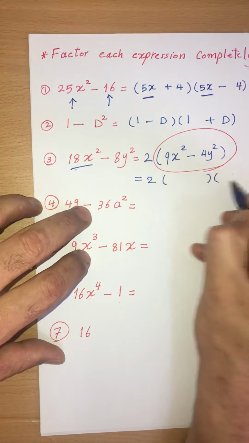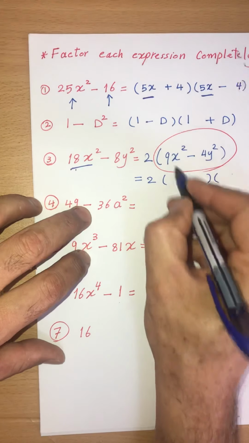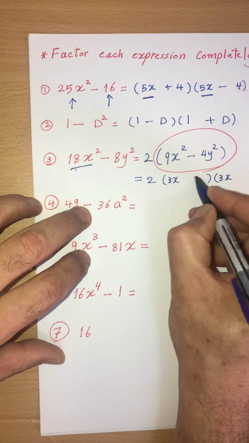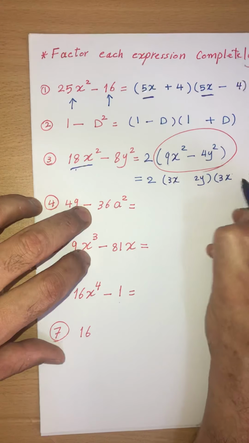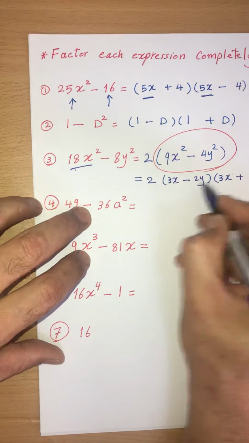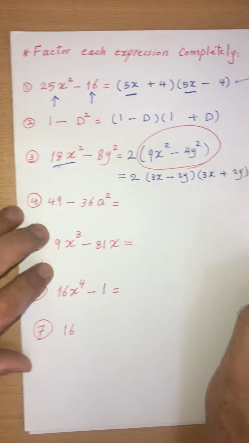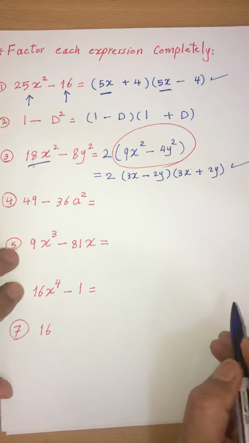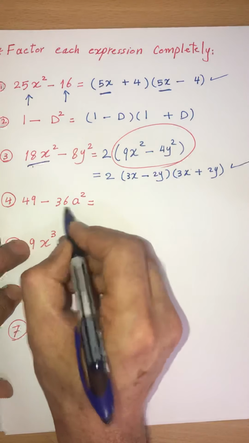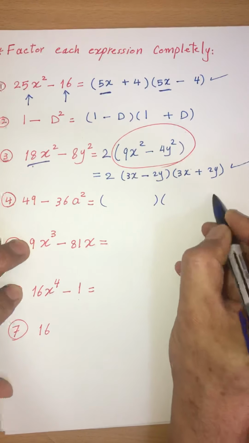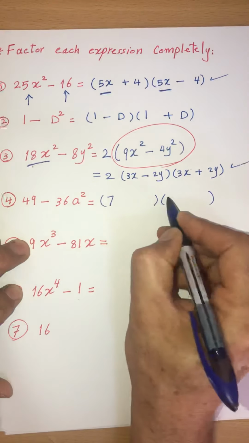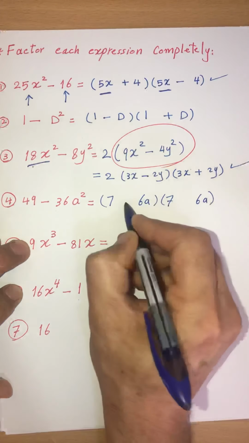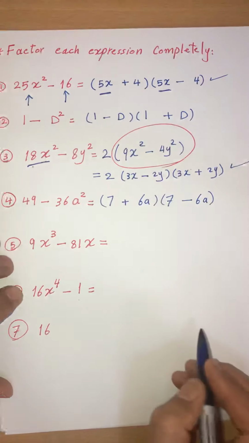Easy. Now factor with me. The 9x squared is 3x times 3x. The 4y squared is 2y times 2y. One plus and one minus. Very good. Next, 49 minus 36a squared. A square, a square and a difference. Double brackets directly and factor. 7 times 7, 6a times 6a. One plus and one minus.